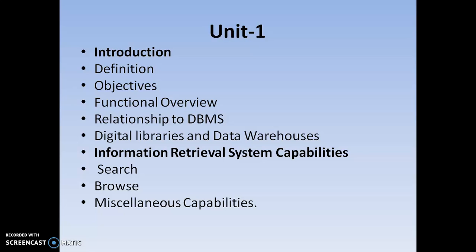In unit number 1, we have the introduction and information retrieval system capabilities as the 2 subsections. In the introduction, we have definition, objectives, functional overview, relationship to DBMS, digital libraries and data warehouses as the topics. Coming to subsection 2, information retrieval system capabilities, we have search capabilities, browse capabilities and miscellaneous capabilities as the topics to be covered. So totally, these are the 2 subsections in unit number 1.